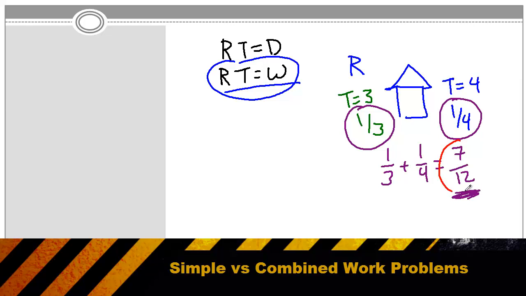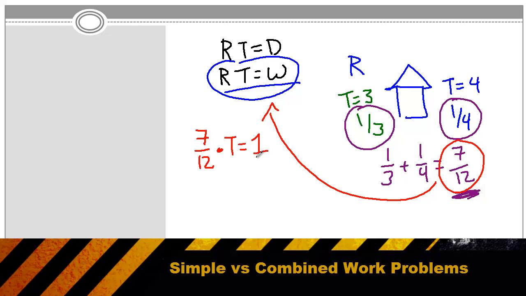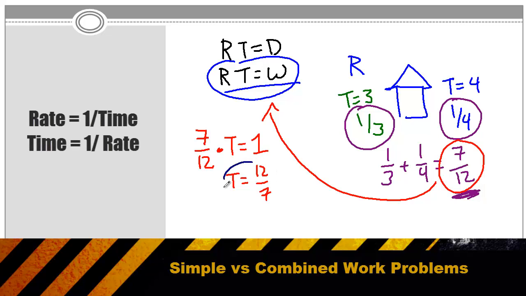Once we know our rate, we could plug our rate back into our original rate times time equals work equation, or our rate of 7/12 times a time that we don't know yet would equal one job being done, or one house being completed. And then our time, we could figure out, would be equal to 12/7. So working together, it takes us 12/7 of 1 hour to complete the job.